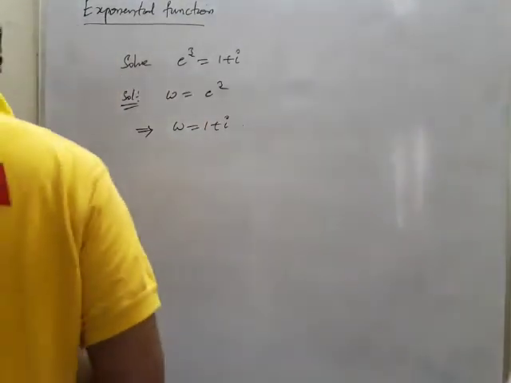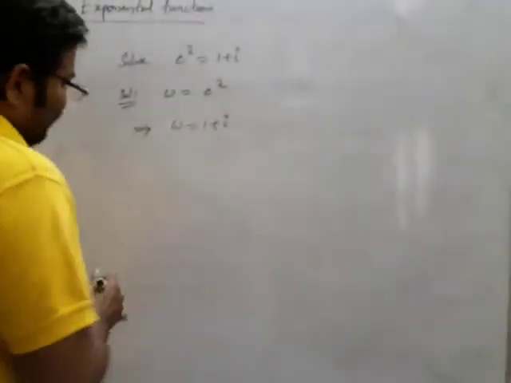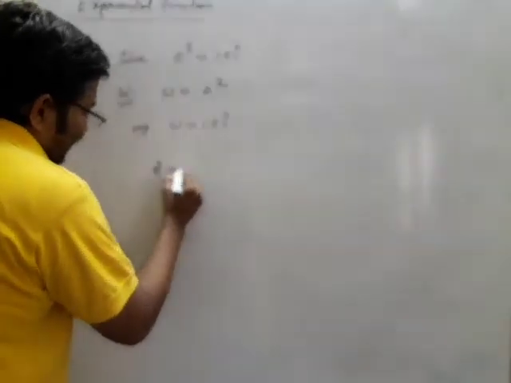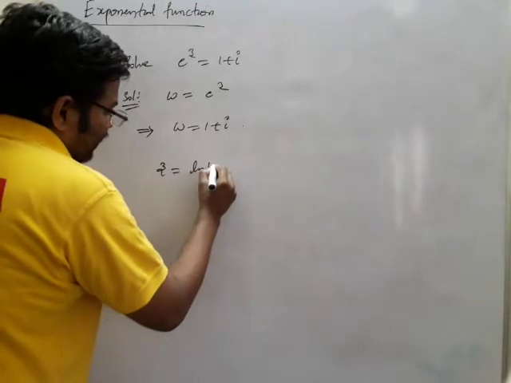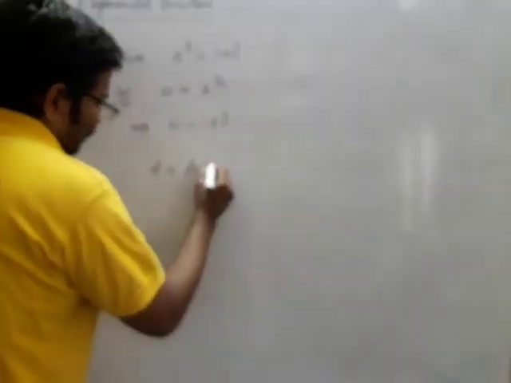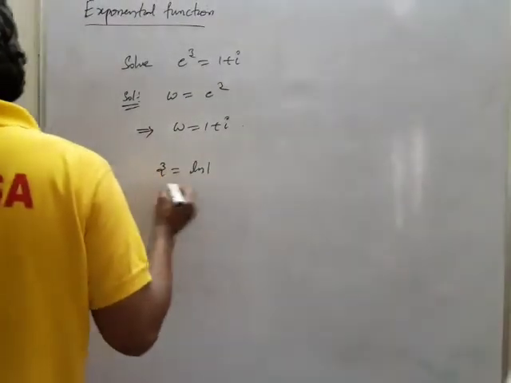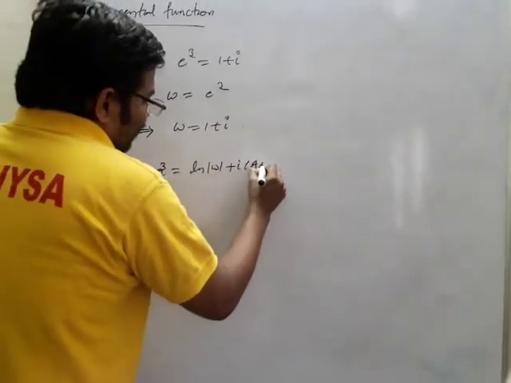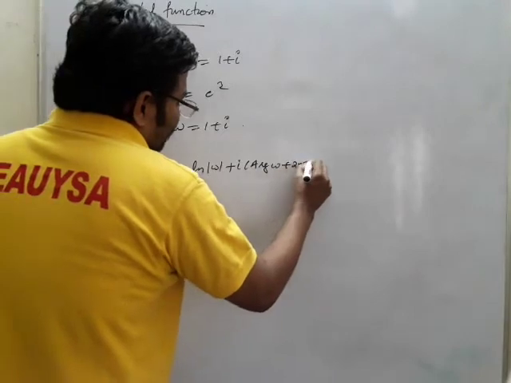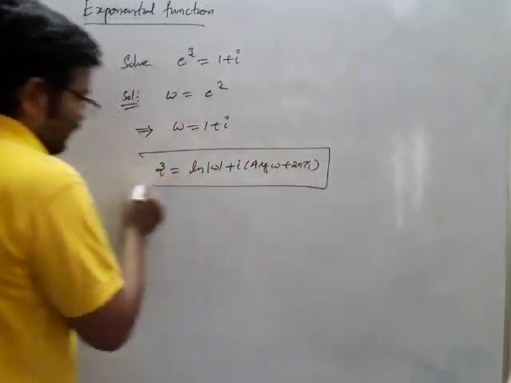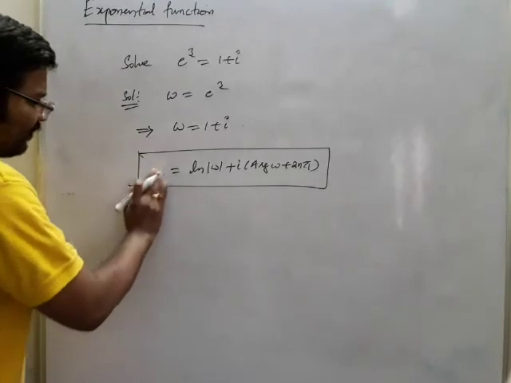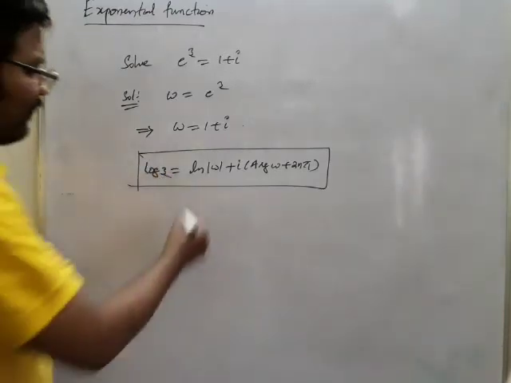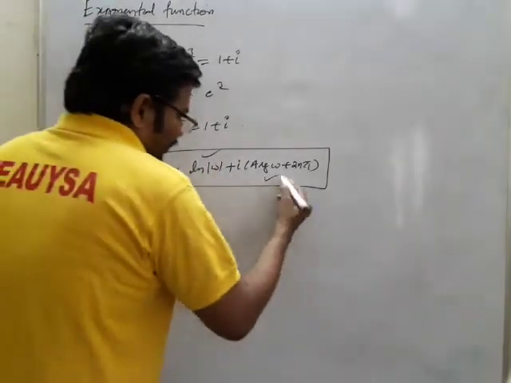Now what is the formula we have? We have the formula in the form of like this: z is equal to ln mod w plus I into argument of w plus 2n pi. Now this is the formula which we have. In the place of z you can write log z also, nothing will happen, both are the same. Now I need to find out the value of this.